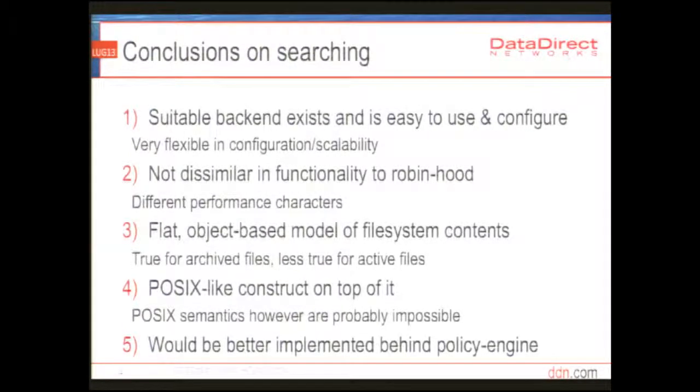It really is a flat object-based model. The path walk is really difficult to do from an Elasticsearch database. When we needed to do it, we ended up calling the FID to path and path to FID, and actually doing it through Lustre rather than through Elasticsearch, although it would be possible. Again, that's the same as point 4. You could in theory build a POSIX-like construct on top of Elasticsearch. It would be very clunky.